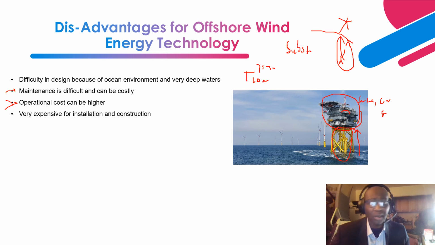Next is that operating cost can be higher. Yes, and that is perfectly true. These wind turbines are located far away, all the way up in the ocean, so that itself can cause a lot of operational headaches. And as supportive as wind energy is in helping to achieve the requirements of mitigating global warming, one of the challenges is its higher cost. Next, it is very expensive for installation and construction, and that is perfectly true, right?